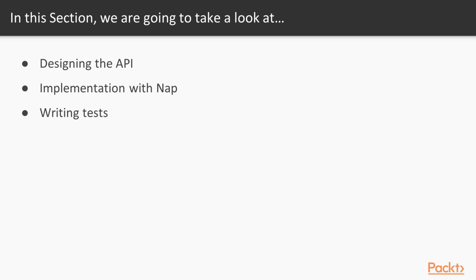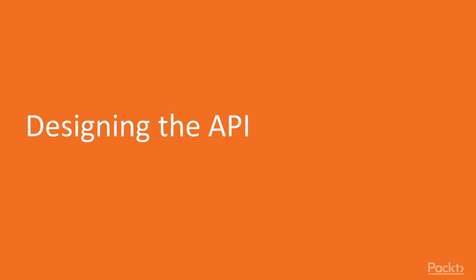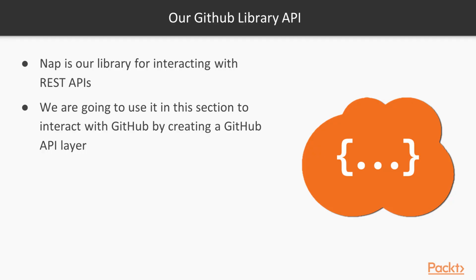Next, the largest part of this section is the implementation with NAP. In this section, we're going to take the NAP library that we had written previously, and we're going to use that to implement all of the interfaces that we created when we designed the API. This is where we're going to write all of the code necessary to make the pork tool work. And then finally, in writing tests, we're going to ensure that everything that we did works as we expected it to.